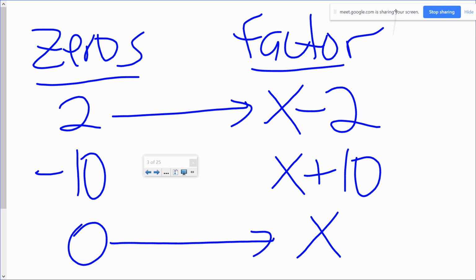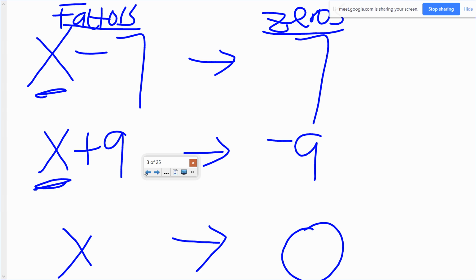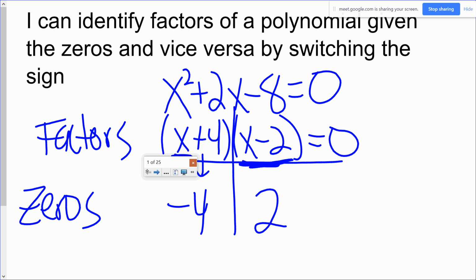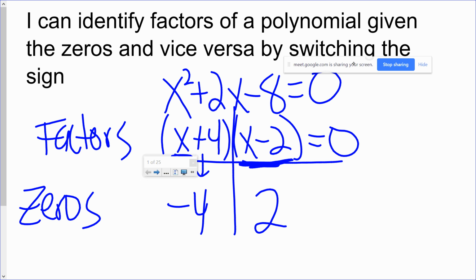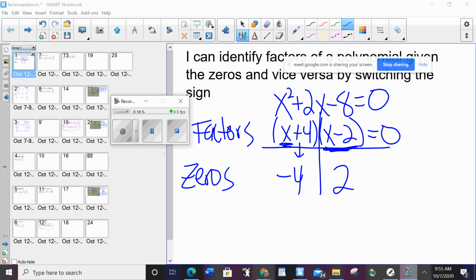And that's it. Your classwork/homework is going to be to finish this worksheet. And again, I can identify factors of a polynomial given the zeros and vice versa by switching the sign. So let me get out of this, and you have this video to look back at whenever you'd like.